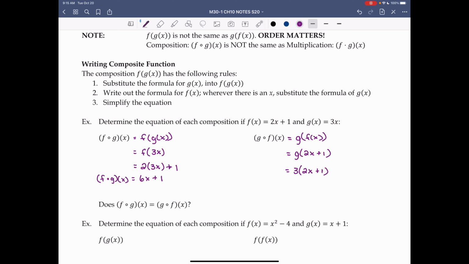Then we simplify. 3 times 2 is 6x, 3 times 1 is 3. This is g of f of x. Does f of g of x equal g of f of x? We had 6x plus 1 and 6x plus 3, so no, they are not equal. The order matters here.